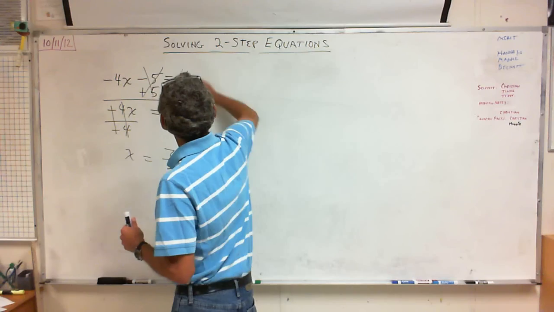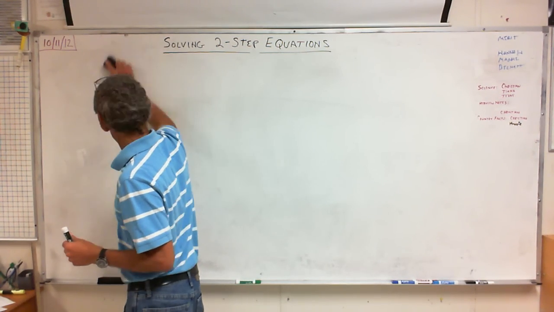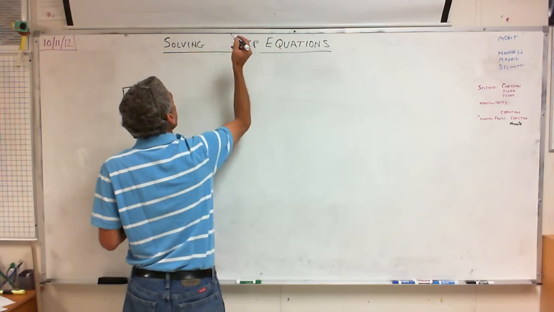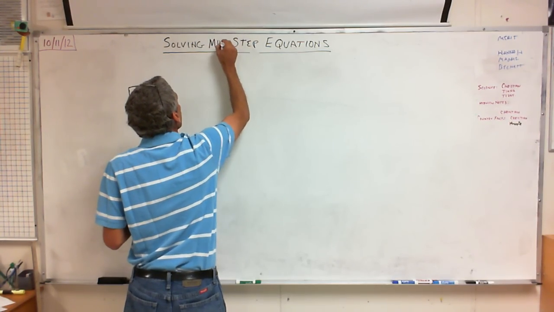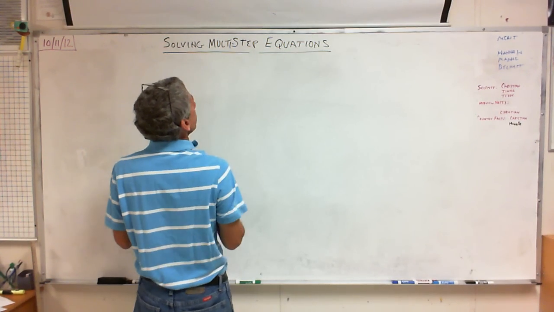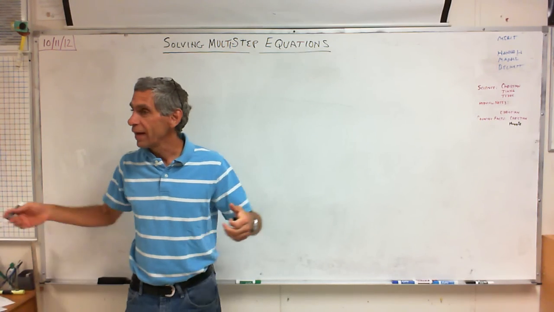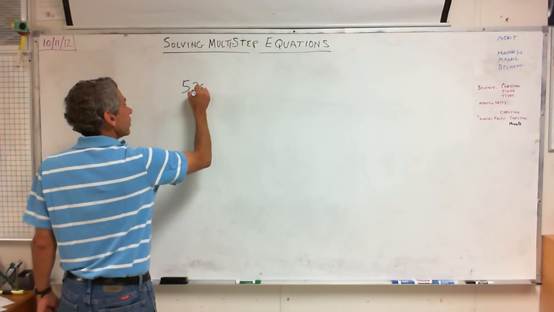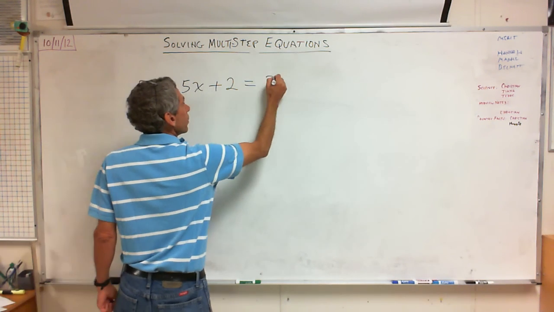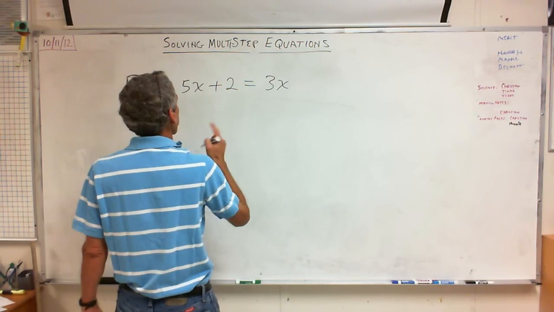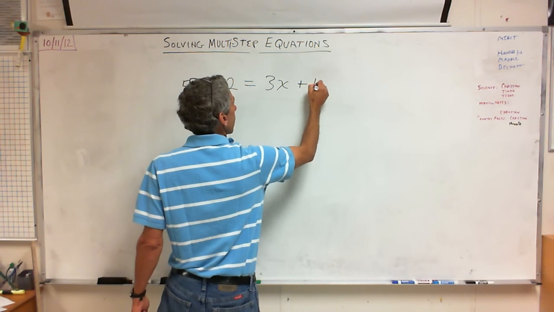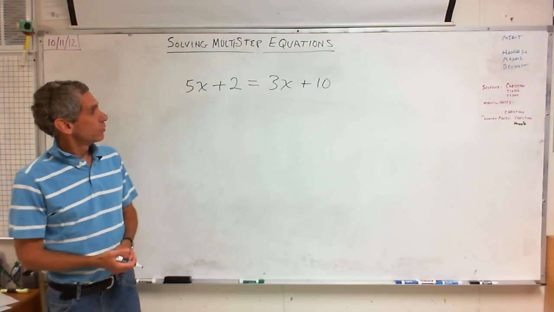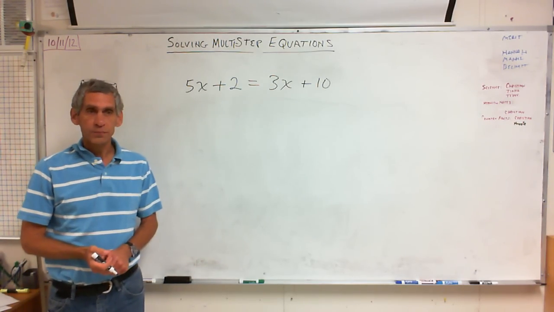Now we're going to just adjust the title of this thing. Solving 3 steps. I'm going to just call it multi-step equations. This is like what I gave you with the balance scale. All right. So we have 5x plus 2 equals 3x plus, I don't know, 10. 5x plus 2 equals 3x plus 10.